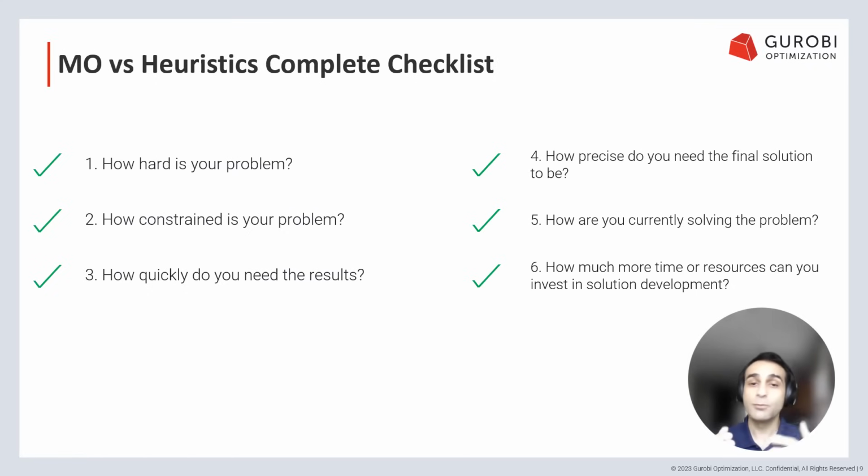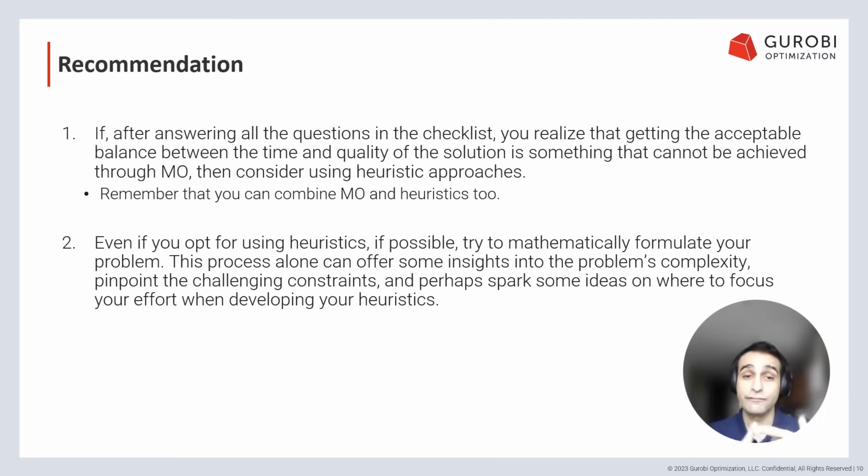So far, we compared mathematical optimization and heuristics, and we talked about a checklist to consider when deciding which of those tools is more suitable for your problem. We can now summarize all that we learned into a couple of recommendations. First, consider the checklist. By answering those questions, I hope you gain a sense of where you can direct your time and effort for better results.